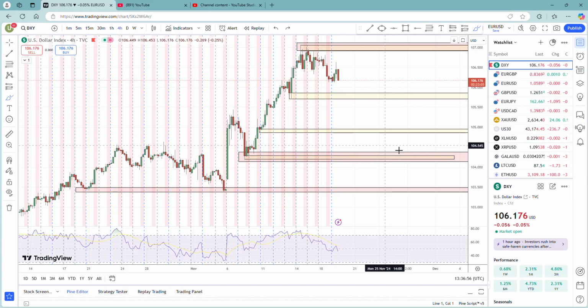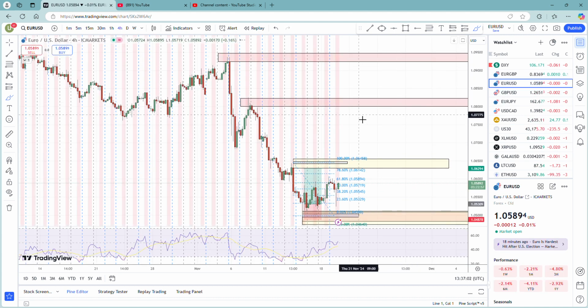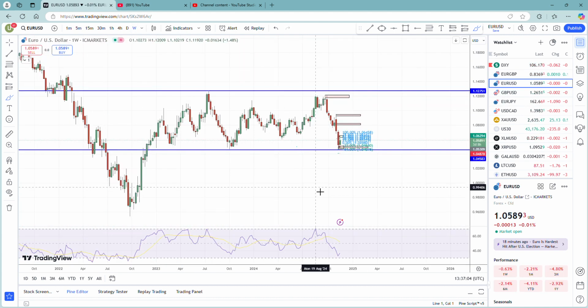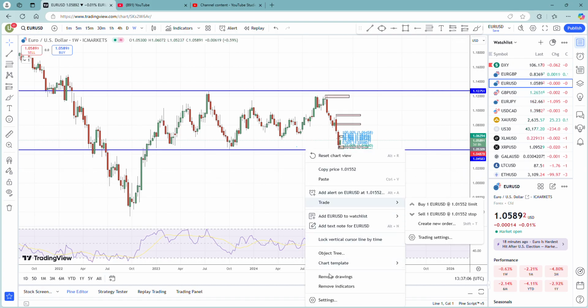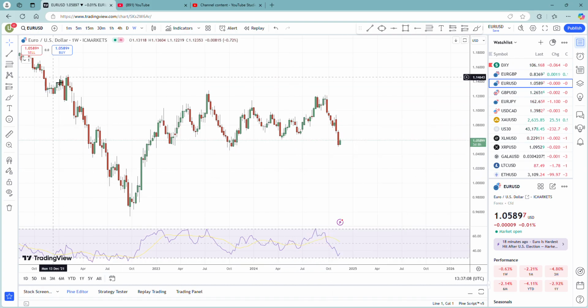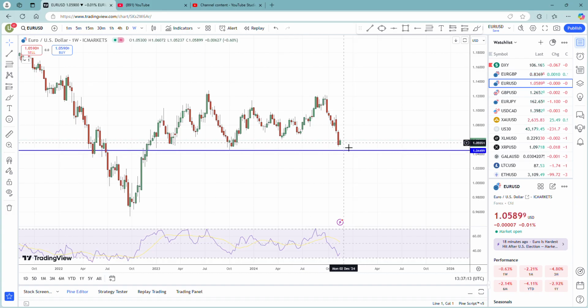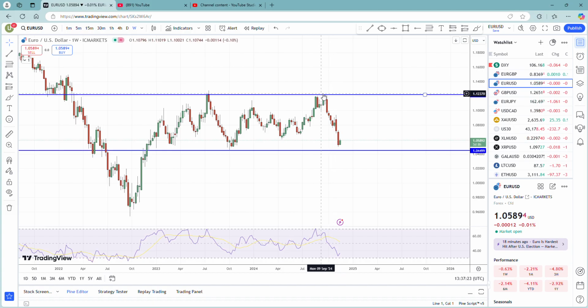So we've done the analysis on DXY. If you go on to EURUSD, start on a weekly time frame, you want to mark your support and resistance levels. So here is your support. You can see it's a support level because it's respected it once, twice, 3 times, 4 times. Here is your resistance. It's respected it once, twice and 3 times here, and even 4 times.